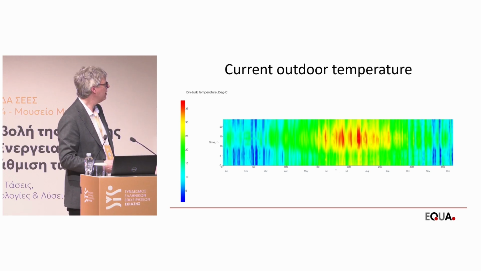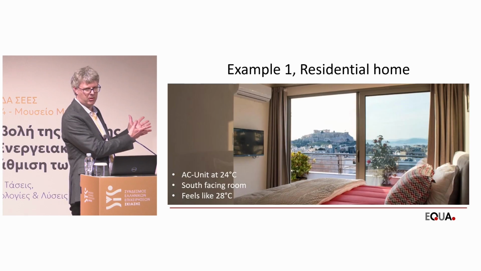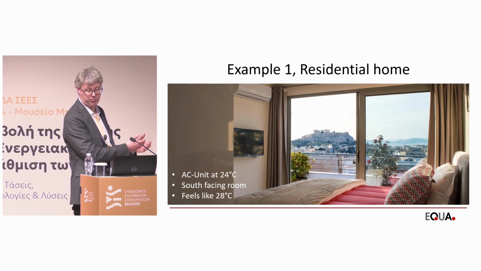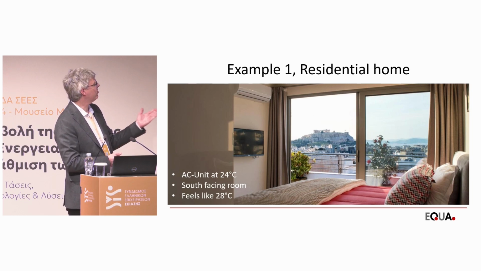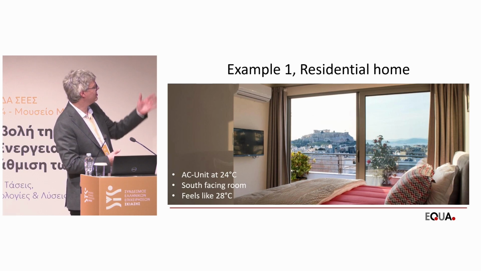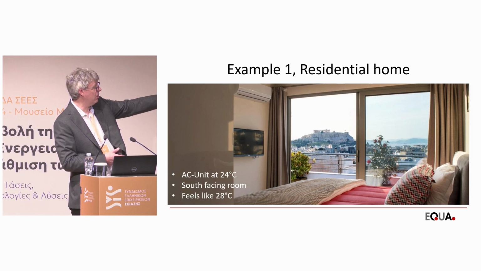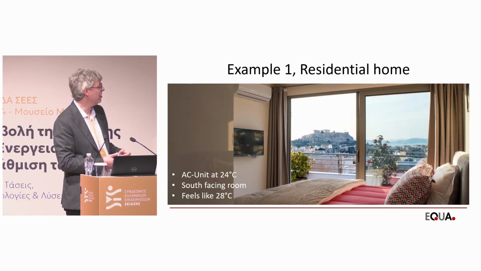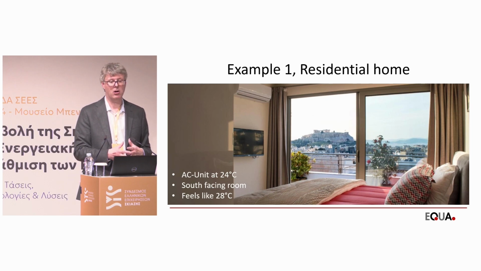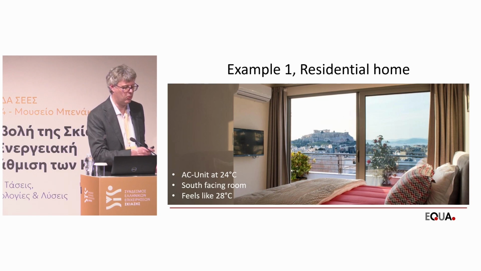So let's look at an example. I have just designed an example to show this process using this tool. So this is a residential house, a multi-residential house. And we have an AC unit up on the wall, and we have a set point at 24 degrees. We have a big glass facade. And in the first example, this is a south-facing room, nice view, of course, and we assume that there are no shadings. You can see shadings on the facade, but let's ignore them for now.